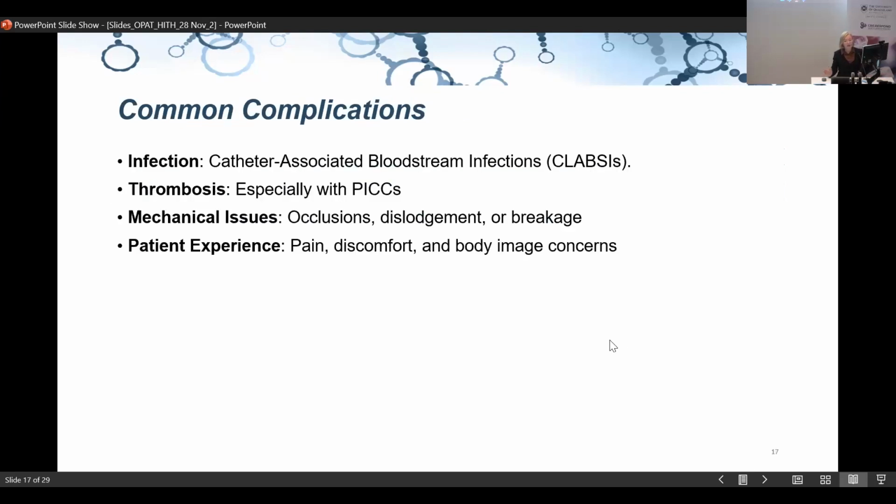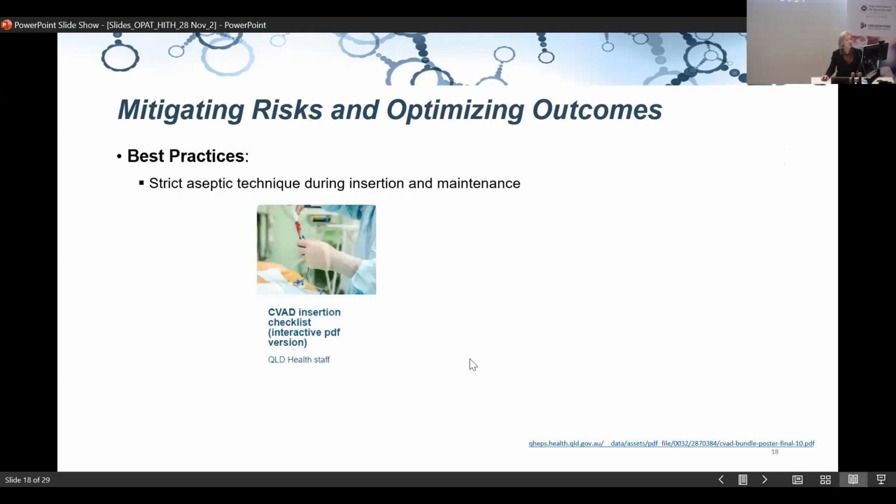Some of the common complications, I'm not going to go into detail, but there are complications that Ben is going to go over, looking at infection, thrombosis, obviously the dislodgement and occlusion issues, and patient experience, but I won't touch on those too much.